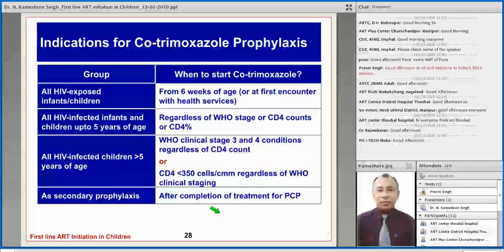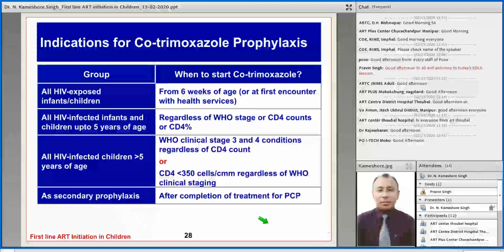Regarding the co-trimoxazole prophylaxis, all HIV-exposed infants and children should start co-trimoxazole prophylaxis from 6 weeks of age. That is, at the first or at any first encounter, and it is very reasonable, very convenient to call them at 6 weeks for starting co-trimoxazole, for starting the 6 weeks immunization, and for taking other prophylactic drugs. All HIV-infected infants and children up to 5 years of age, we do CD4 count in percentage, and we start co-trimoxazole prophylaxis regardless of the WHO stage and the CD4 counts.